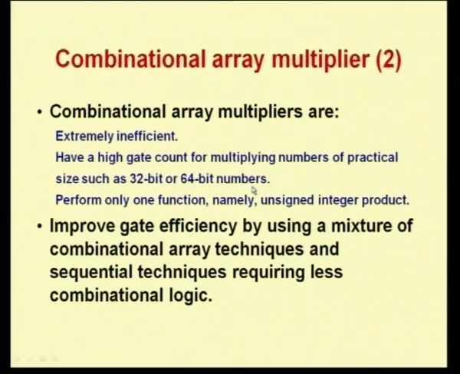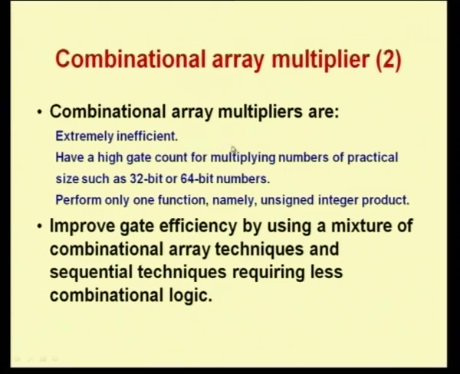If you look at it from that point of view, we can look at a technique where we combine some sequential technique and use a smaller amount of combinational logic, and come up with a multiplier which will do the same job with fewer gates. Of course, this sequential multiplier may take a little longer when compared to the combinational multiplier. So, we basically make a choice.